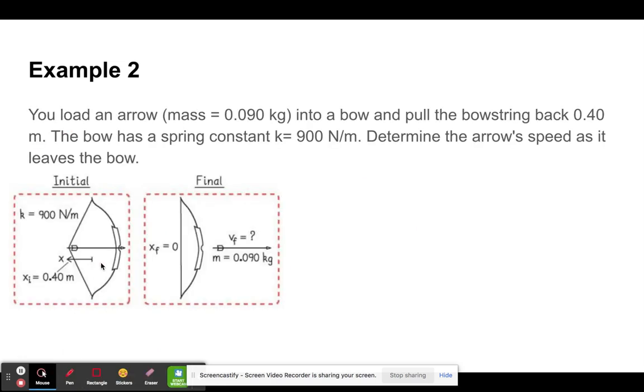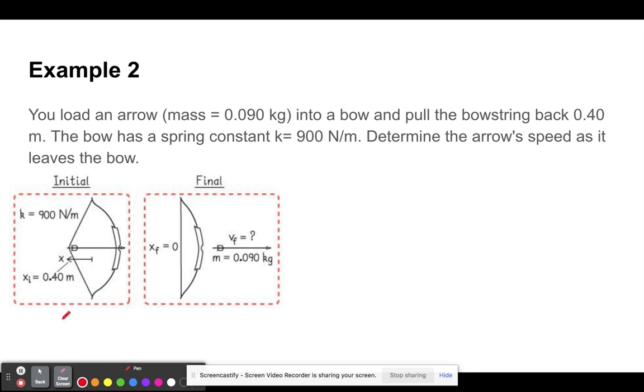My example 2 is you load an arrow of mass 0.09 kilograms into a bow and pull the bowstring back 0.4 meters. The bow has a spring constant of 900 newtons per meter. Determine the arrow's speed as it leaves. So we're going to actually do some elastic with this.